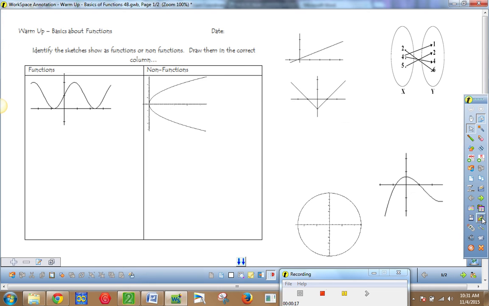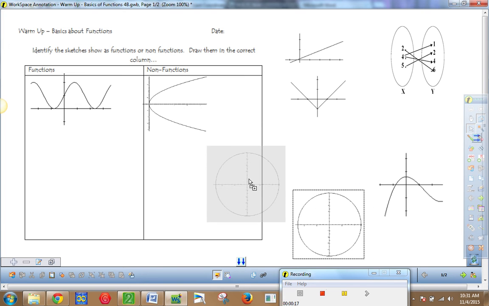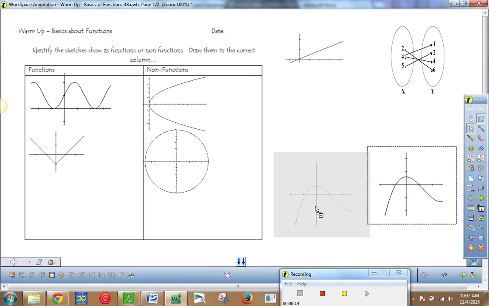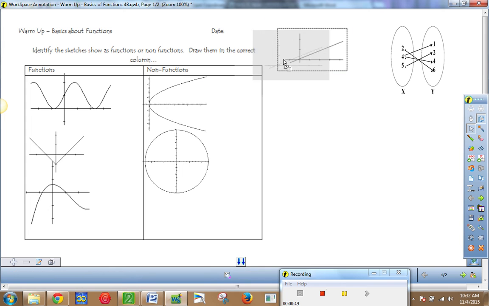Connor, the circle one. This guy? That's not a function. The rest are functions. Which one? The V? Do you know what that is? We're gonna talk about those ones, not today, but those are absolute values. This is what an absolute value function looks like. What else? The bottom one's a function. Yeah, this guy's a function. He's good. Top left, definitely a function.